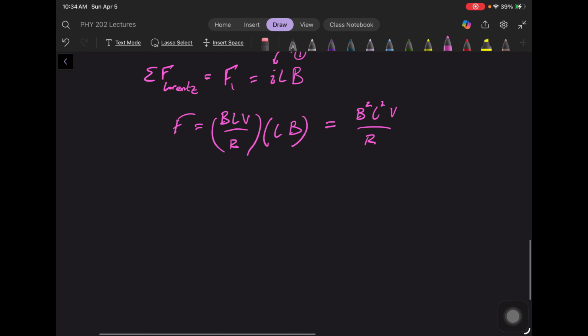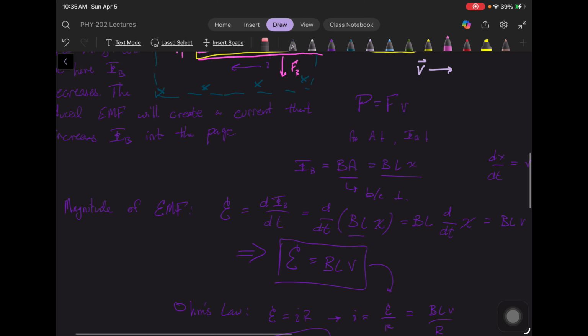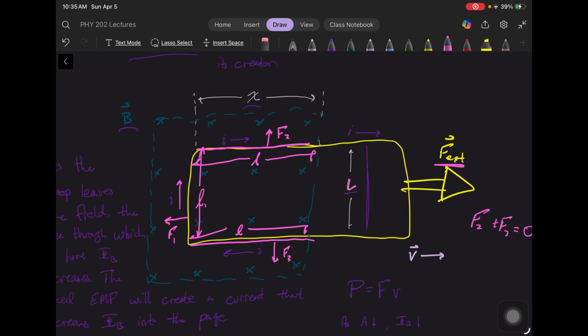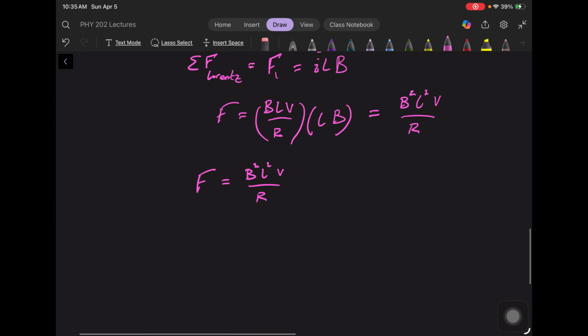Okay. And so what we get from this is the net force on this wire is B squared L squared V over R. Right? And since we have it not accelerating, that's also the magnitude of F external, right? The net force has to be 0. And so the Lorentz force is going to balance this force if we're going at a constant velocity, V. And so we get this as our force.